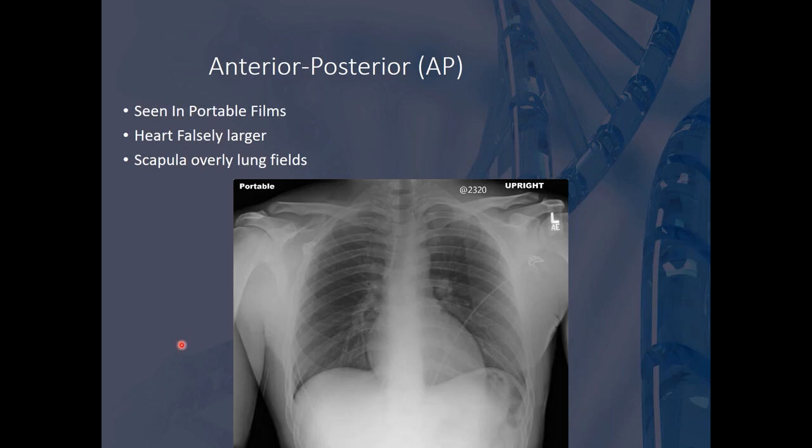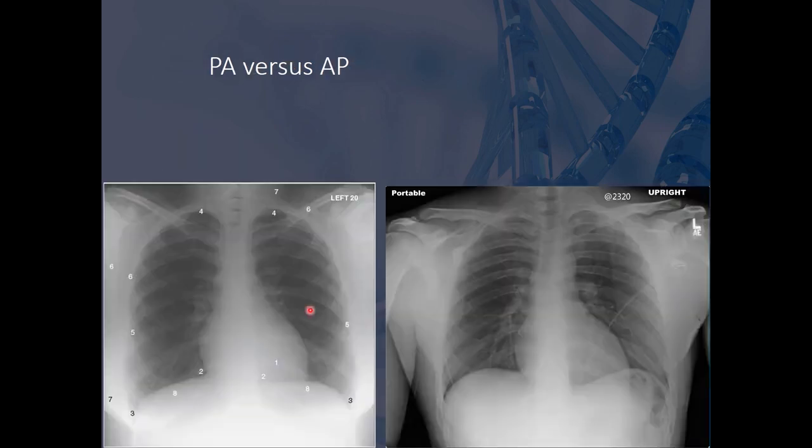We talked about the difference between a PA and an AP film. Well, often we get these on inpatients in portable films. The heart can appear larger on an AP, and you'll often see the scapula superimposed posteriorly here. Again, here's the difference comparing the two.